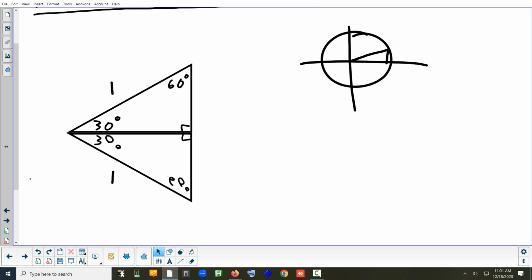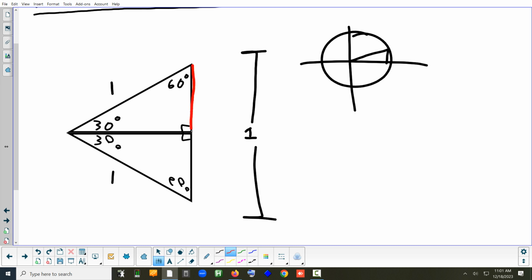So this side is 1, this side is 1, but more importantly, this side from here to here is also 1. But what do you know about the red side and the blue side? They're equal to each other, right? Because they're mirror images. So together, the red and the blue side add up to 1. And they're equal. So that means each one of them has to be how much? A half. Exactly.